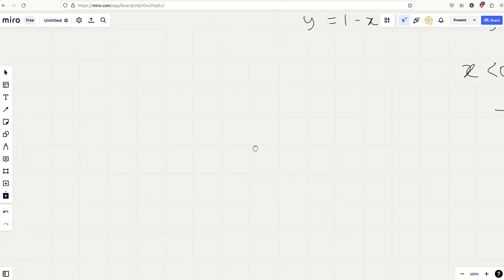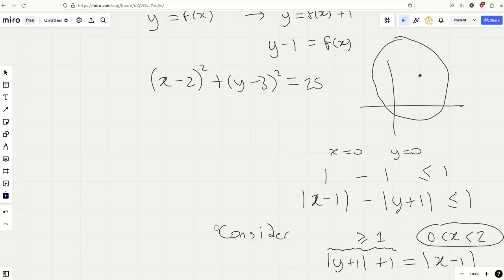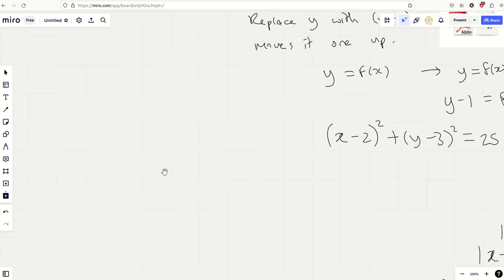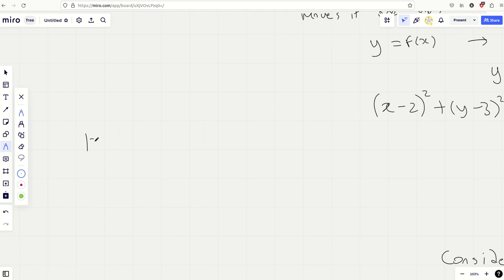It's hard on a graphics tablet. Right, last one to do. Mod x, mod y minus 2 is less than or equal to 1. This sounds more interesting. Mod x, mod y minus 2 is less than or equal to 1.